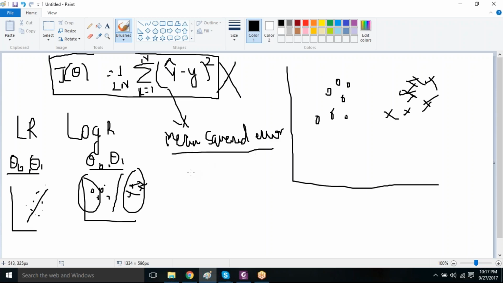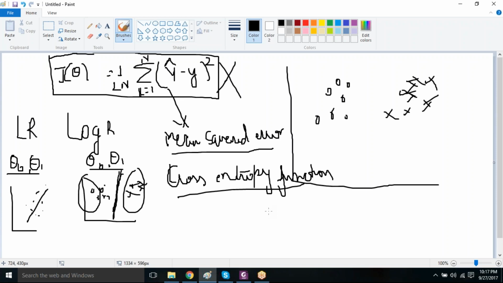With logistic regression, there is another error which is actually minimized, so that you get a line which classifies your data points instead of fitting them. The objective has changed, so the error will also change. And there is a very fancy name for this. That name is called the cross-entropy function. This is called cross entropy, or sometimes it is also called entropy loss.